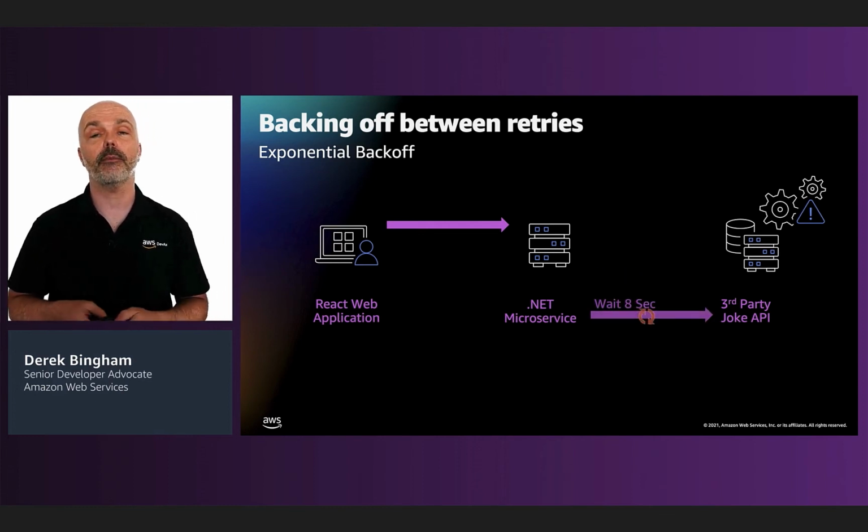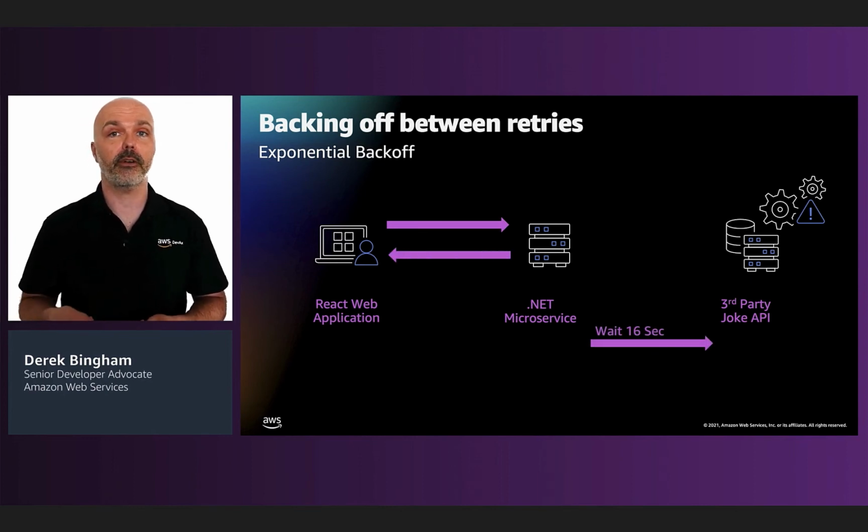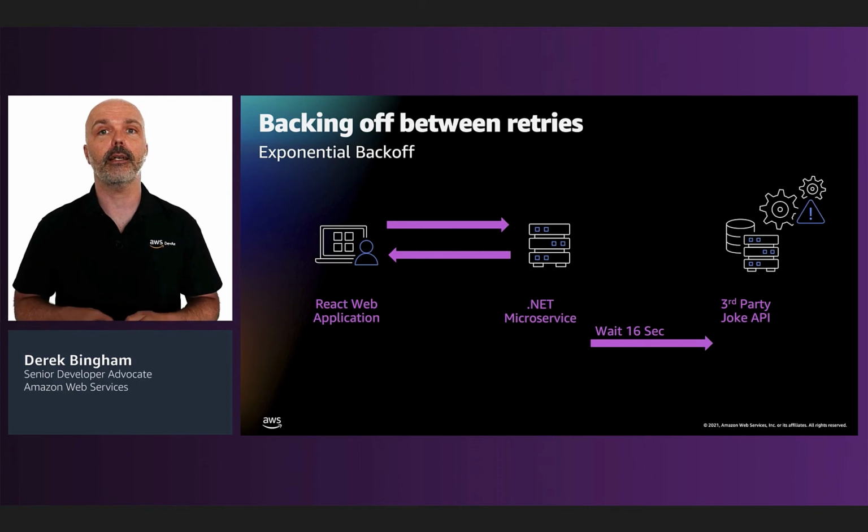And then hopefully by that time, we will have a response because the third-party API has recovered from whatever error it's having at the minute. So that's how the exponential back off works. So let's see how we can build that in code.